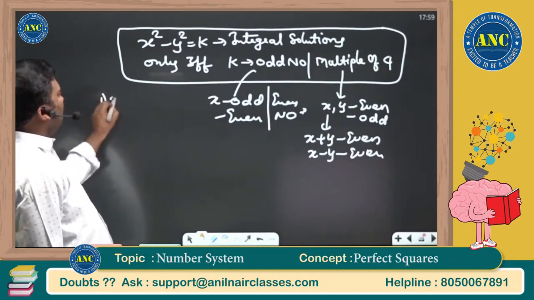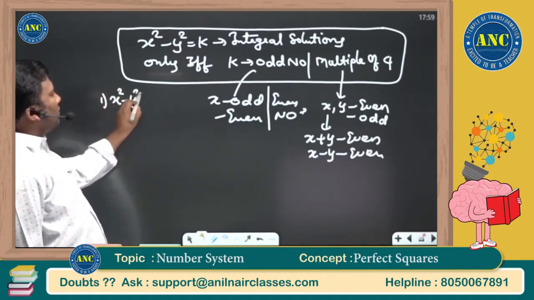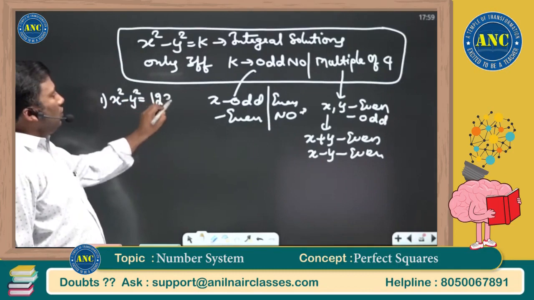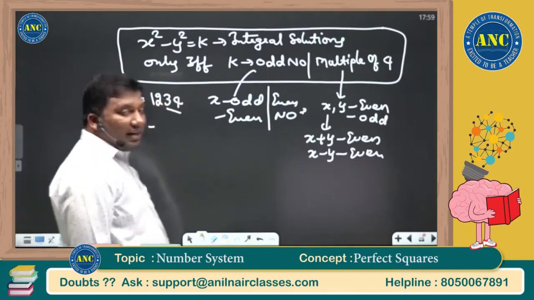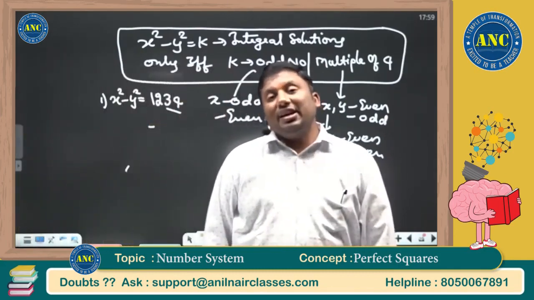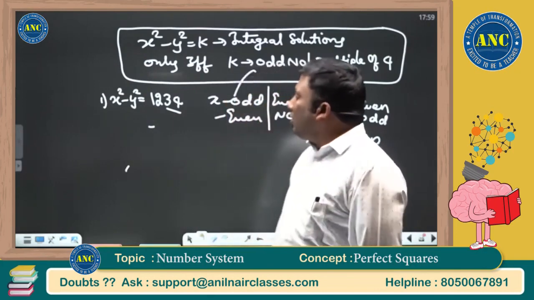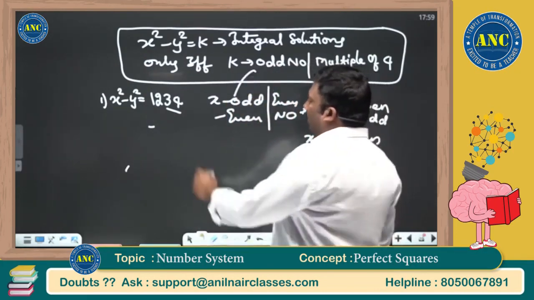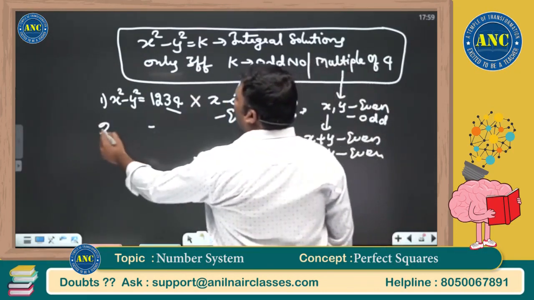What is the first question? x square minus y square equivalent to 1, 2, 3, 4. Right hand side, 34. What is the divisibility rule of 4? 4 into 8 plus 2, that is 4k plus 2. No value for x, y.